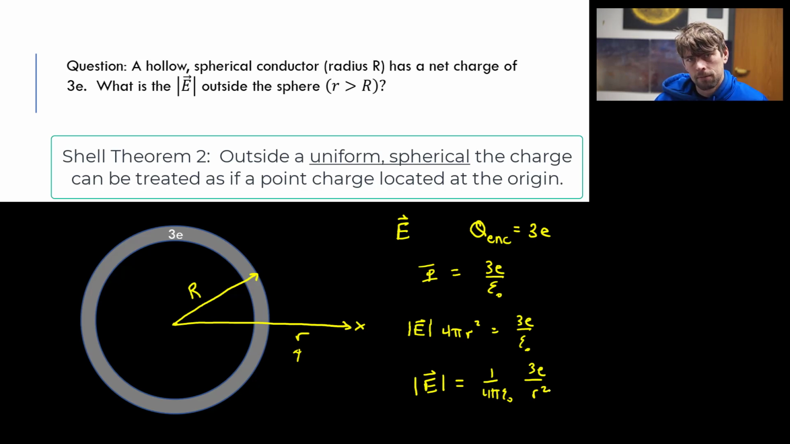Now let that sink in for a moment. Because originally I emphasized that Coulomb's law for the electric field is only for point charges. But here we don't have a point charge. We have an actual distribution, a spherical distribution of charges. It turns out that when you have a uniform spherical distribution of charges, the electric field due to that distribution looks exactly the same as if you had a point charge of similar value located at the origin. In other words, rather than the 3e being distributed throughout the conductor, it's like I have a 3e point charge here. And that is known as the second shell theorem.